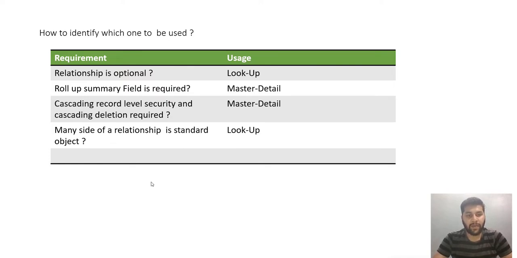One to many, and if that many side of a relationship is a standard object, you go for a lookup. Now we are all clear with these terms and definitions. Let's dive into our org and see how these things actually look.